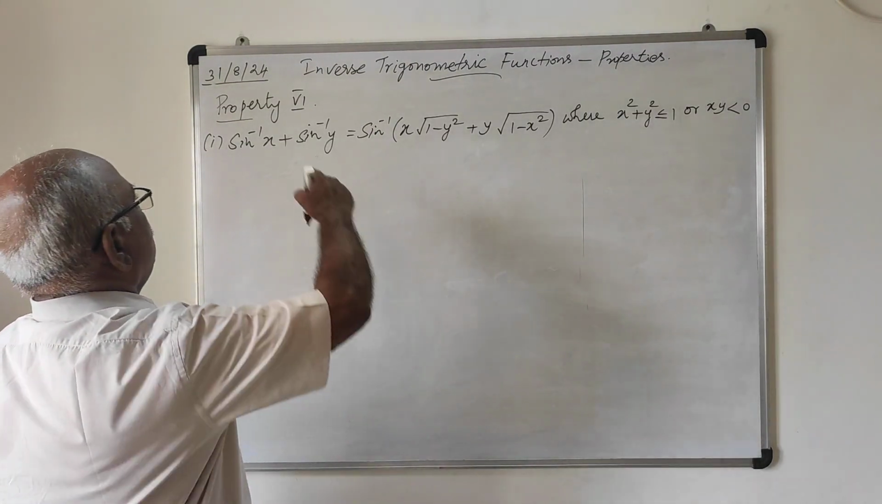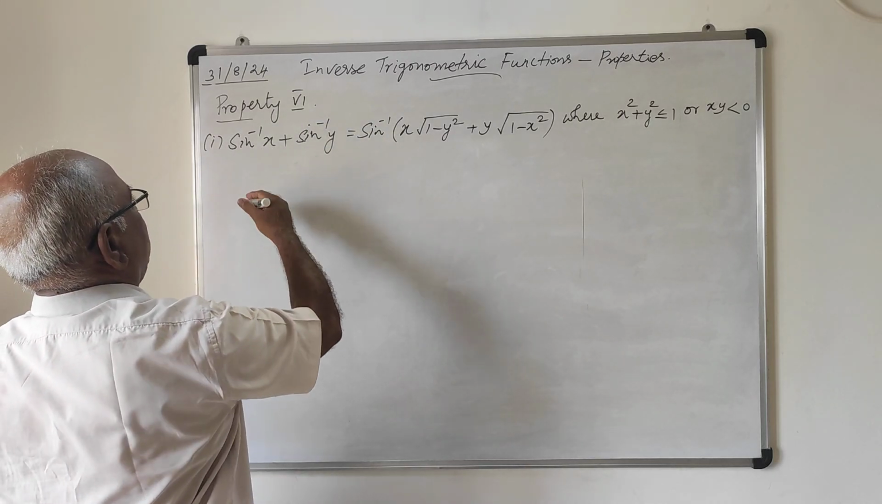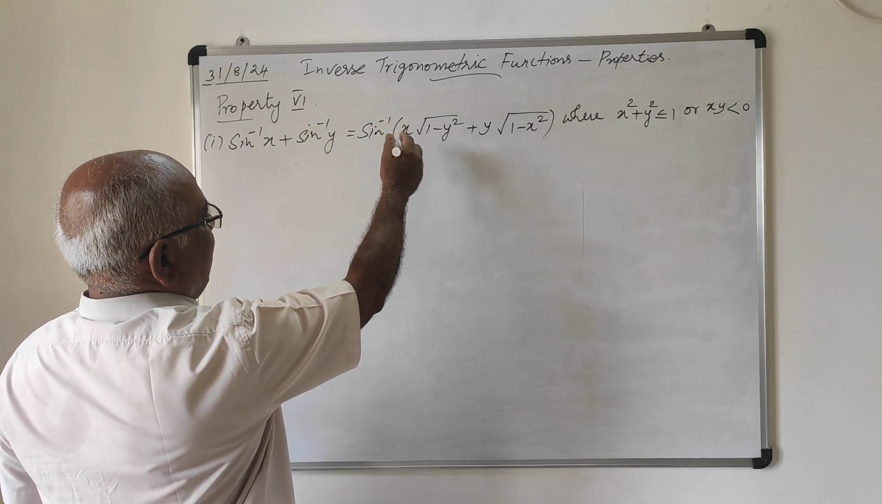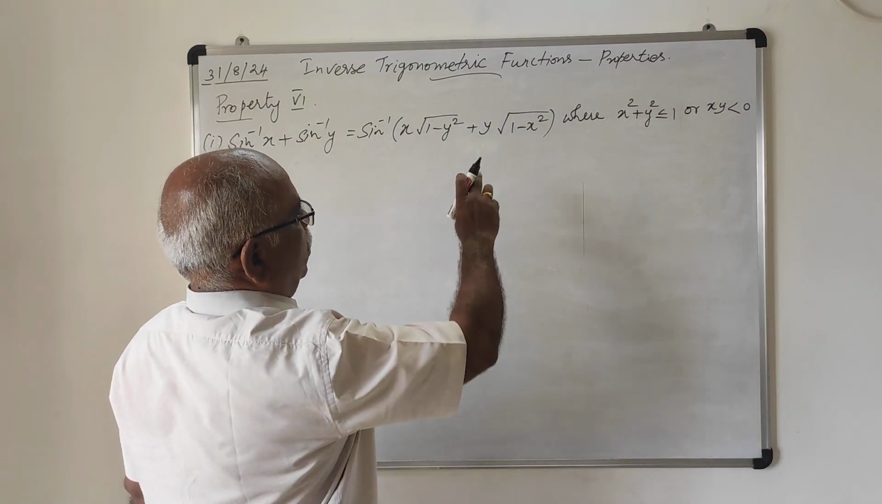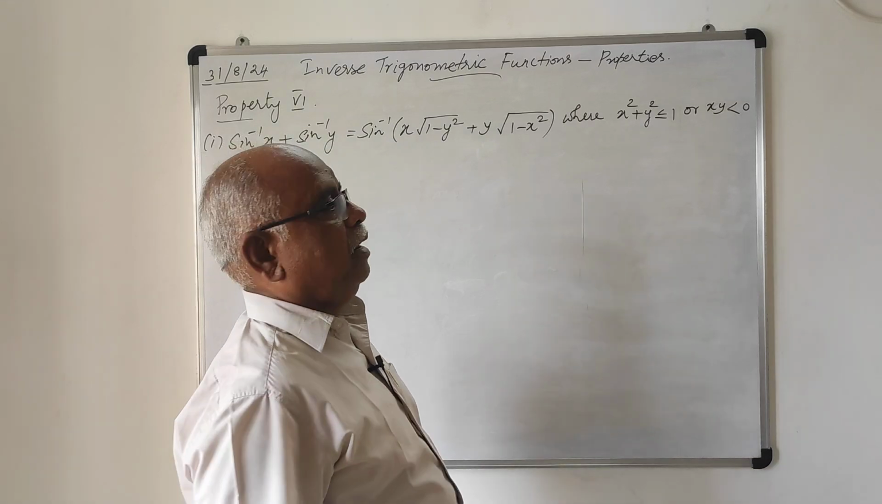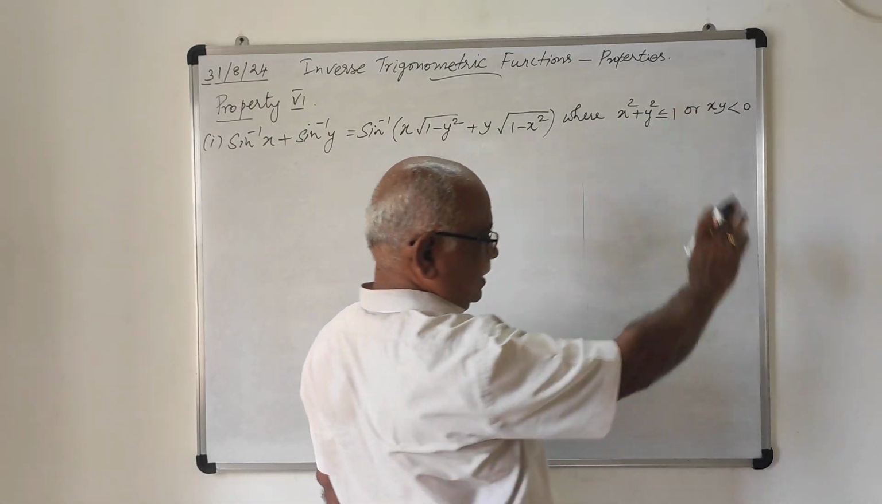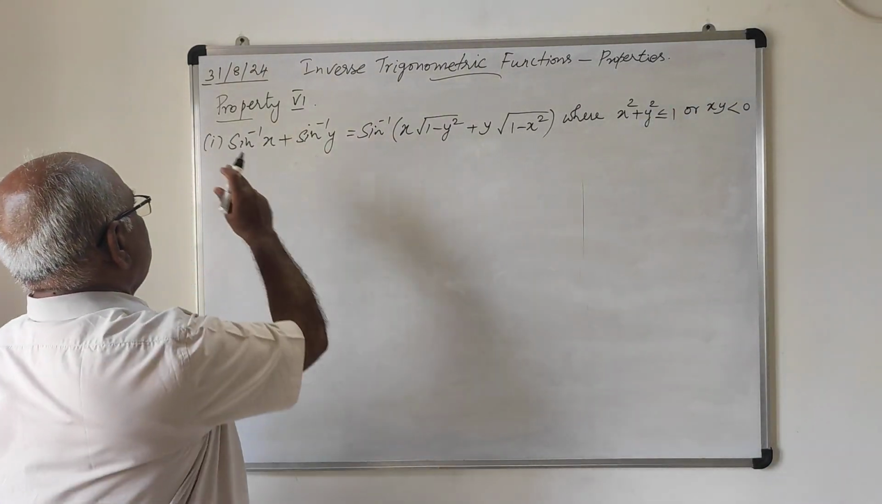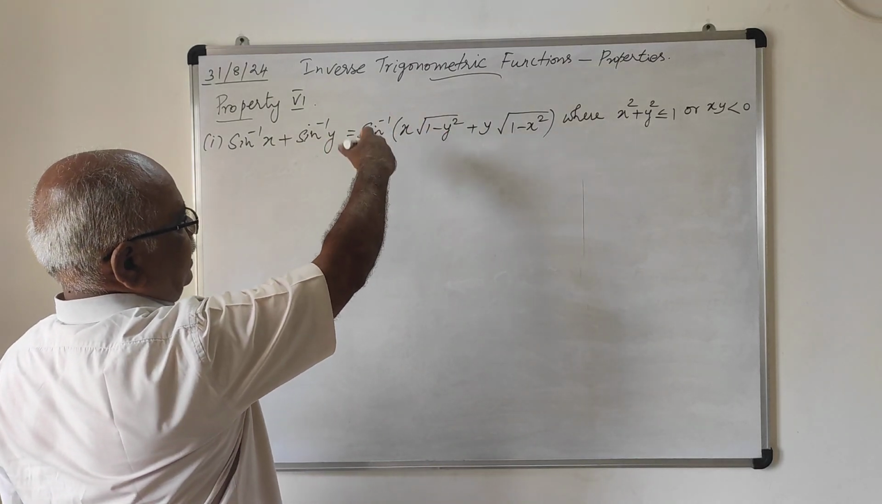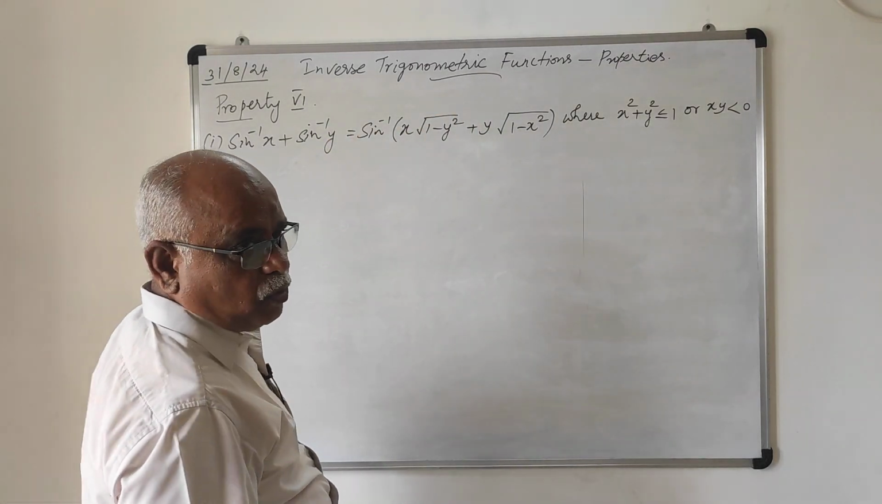Next property, the 6th one: sin inverse of x plus sin inverse of y equals sin inverse of x into root of 1 minus y square plus y into root of 1 minus x square, where x square plus y square is less than or equal to 1, or xy is less than 0. The 6th property first result is sin inverse of x plus sin inverse of y equals sin inverse of x into root of 1 minus y square plus y into root of 1 minus x square.